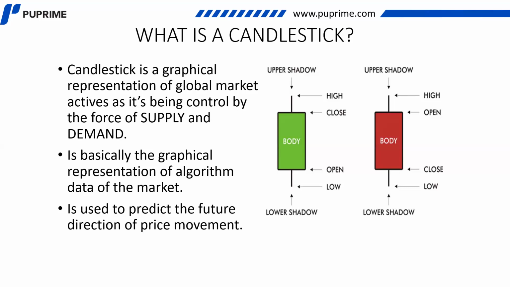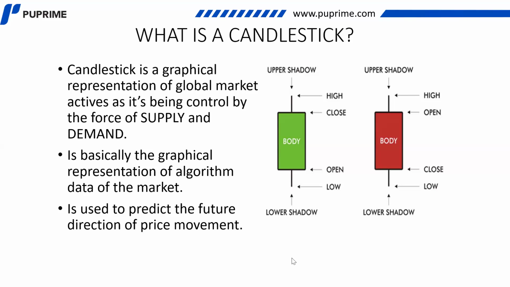The first one is the body. Now, what is the body? The body is the distance between the open and close price. So the distance between the open price and the close price is called the what? The body. Then the high and the low depict the wicks. We can call them rejection. We can call them pressures from buyers or sellers.